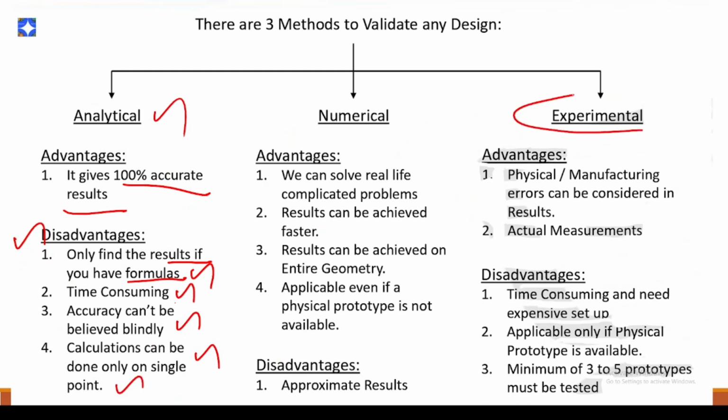Then coming to the experimental method, where you will experimentally determine, the advantage is physical and manufacturing errors can also be considered while calculating the results. And this also gives the actual measurements. But the disadvantage is it's time consuming and needs an expensive setup.